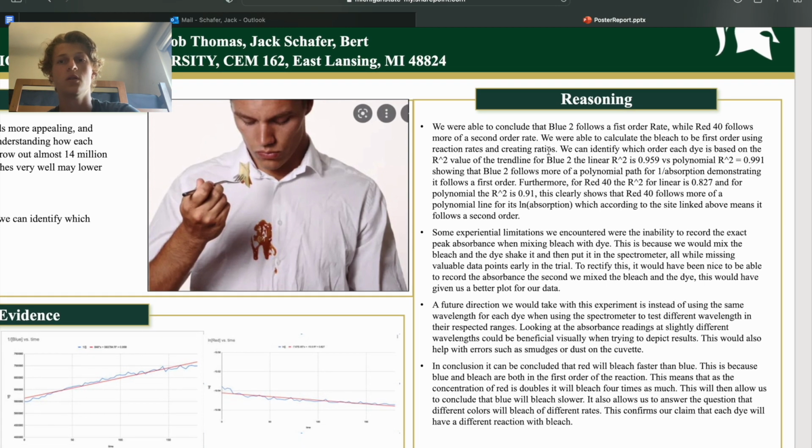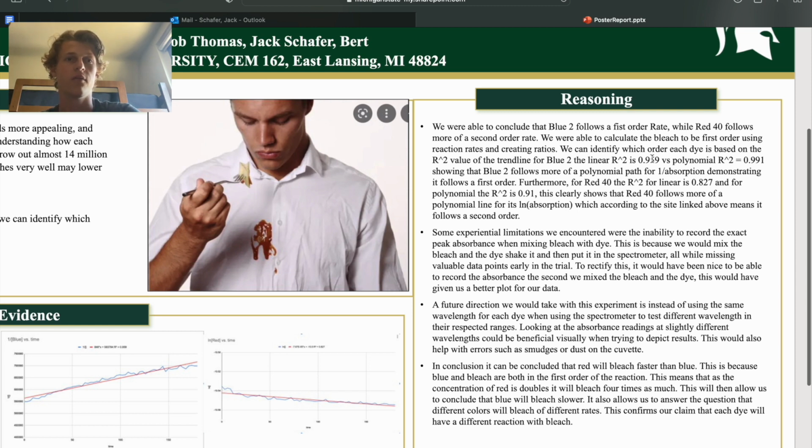And like earlier I said, we calculated that bleach was first order. So essentially what this tells us is that because blue dye follows a first order and bleach follows a first order, they're going to work together kind of, and they're going to be able to react at the same rate essentially, and that's going to mean that the blue dye is going to bleach faster, and it's going to end up being better.